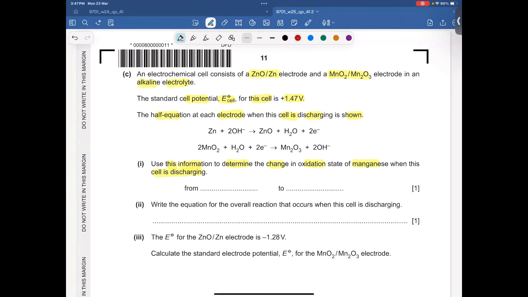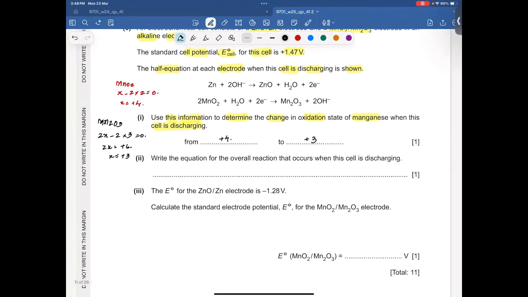MnO2: manganese is x, oxygen has minus 2 into 2. The neutral molecule equals 0, then x equals plus 4. So from plus 4, Mn2O3: let's suppose manganese is 2x, oxygen has a charge of minus 2 into 3, because we have 3 oxygen atoms. Whole charge equals 0, then 2x equals plus 6, then x equals plus 3.